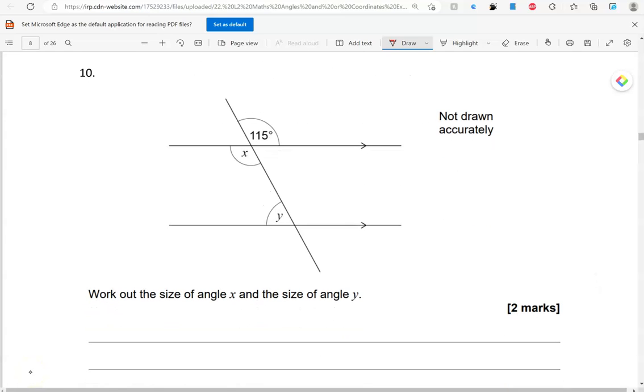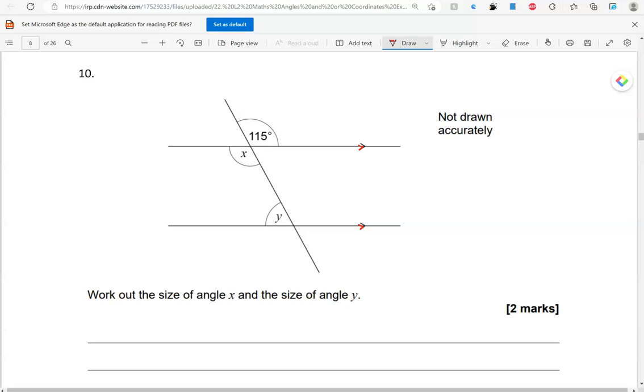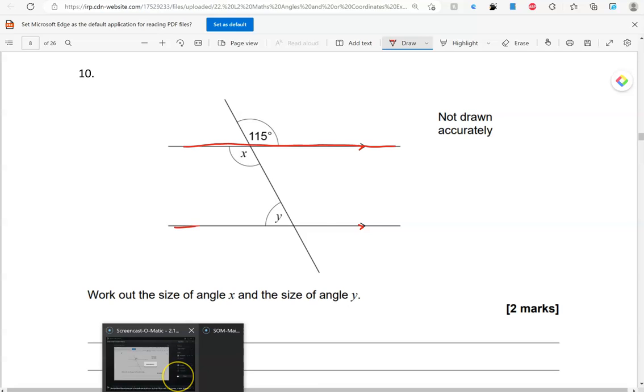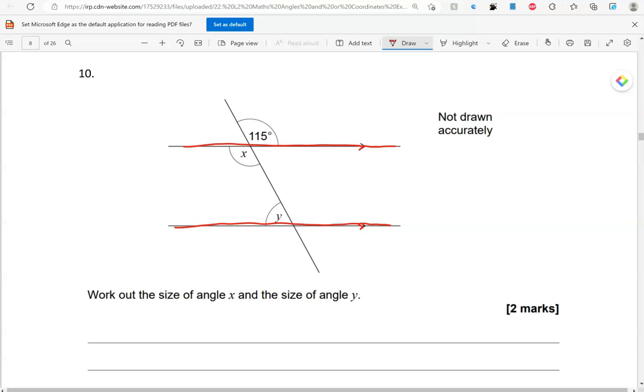Work out the size of angle X and the size of angle Y. We've got these two little marks here which tell us that these two lines are parallel. With parallel lines like this, we know that this angle is equal to this one in size, and this one is equal to this one. So automatically X is equal to 115 degrees.